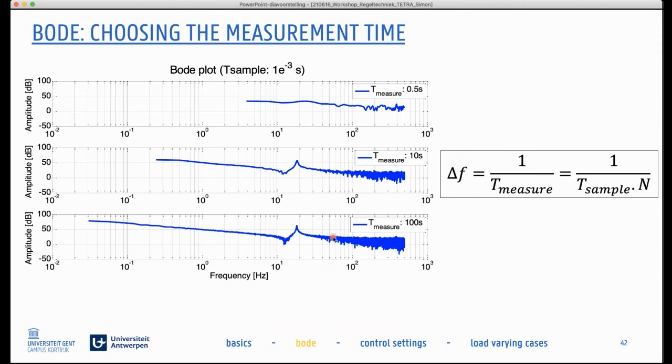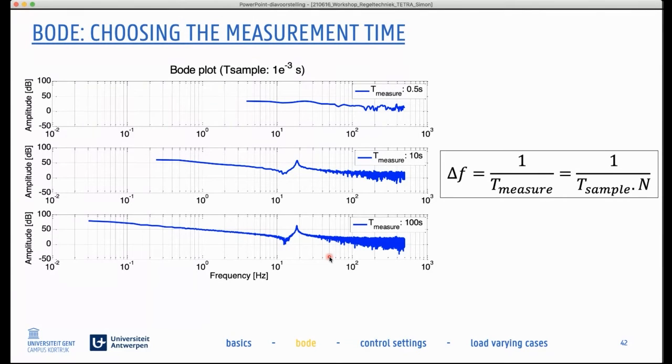This is all the same system, but all examined with different settings for your sample time and your measurement time, and you clearly see that there is a large influence on the resulting Bode characteristic. It gets much more detailed. We get much more insight in the Bode characteristic. So it's very beneficial to increase your measurement time.